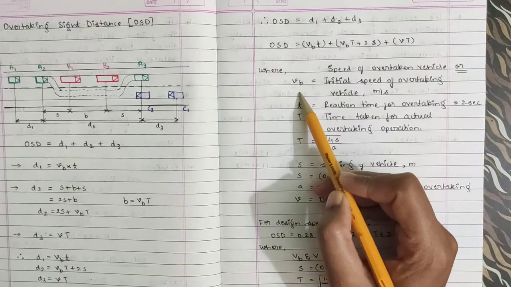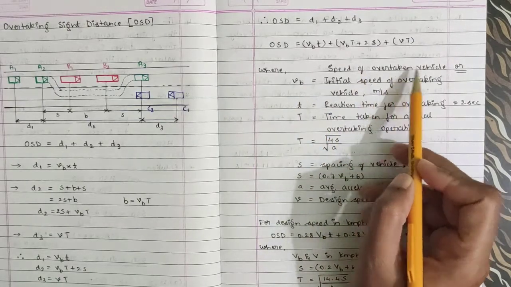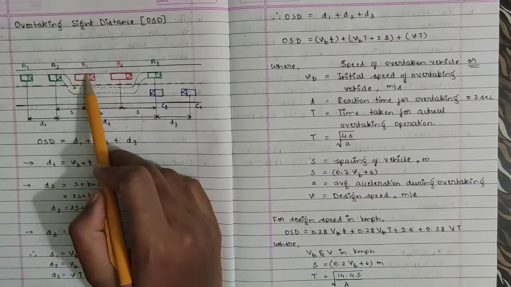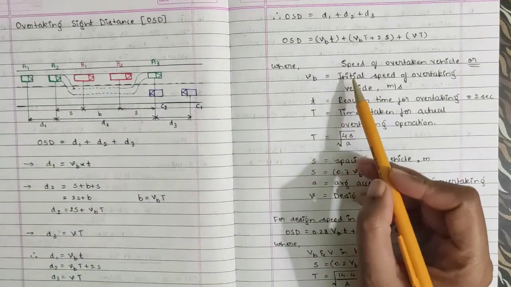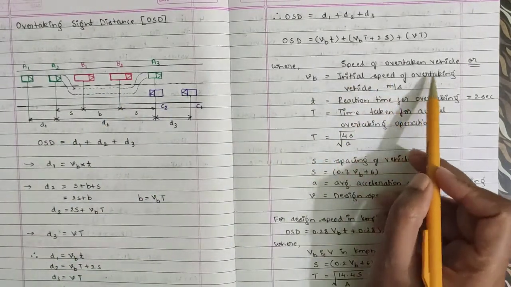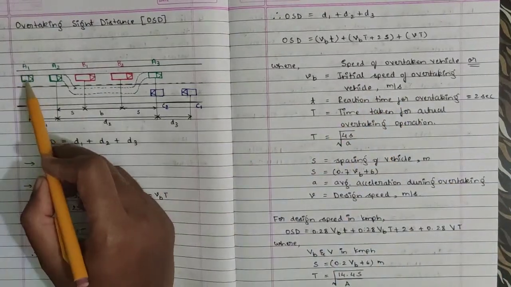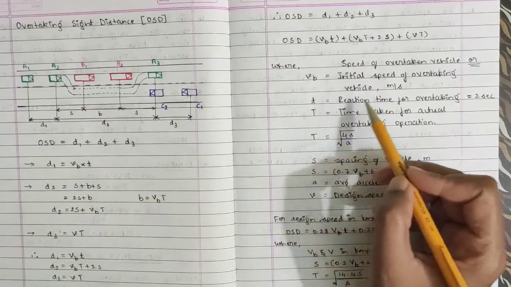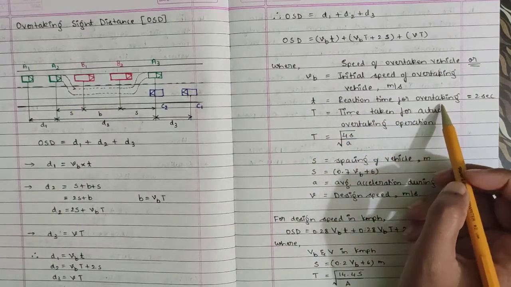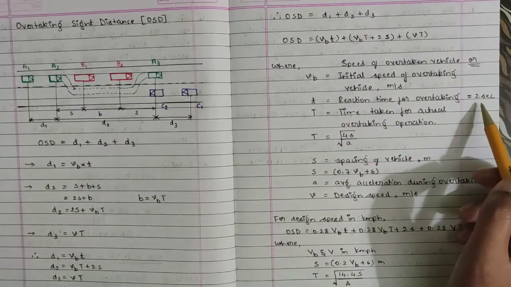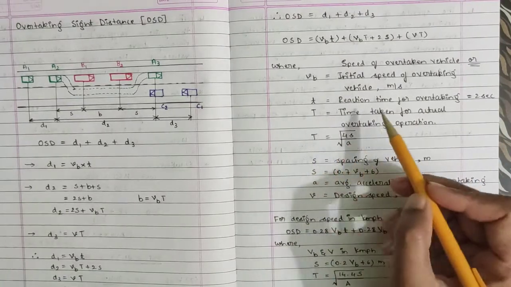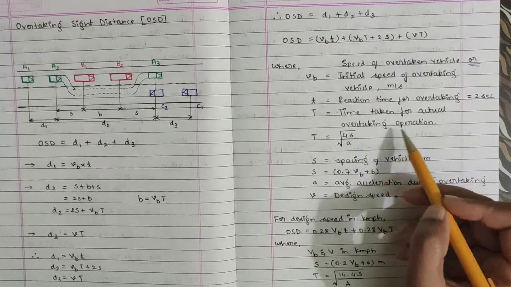VB is nothing but the speed of the overtaken vehicle, isn't it? It is the speed of overtaken vehicle B, or you can also say VB is the initial speed of the overtaking vehicle. Then small t is the reaction time for overtaking. As I said, you have to take it as 2 seconds. Then capital T is the time taken for the actual overtaking operation.